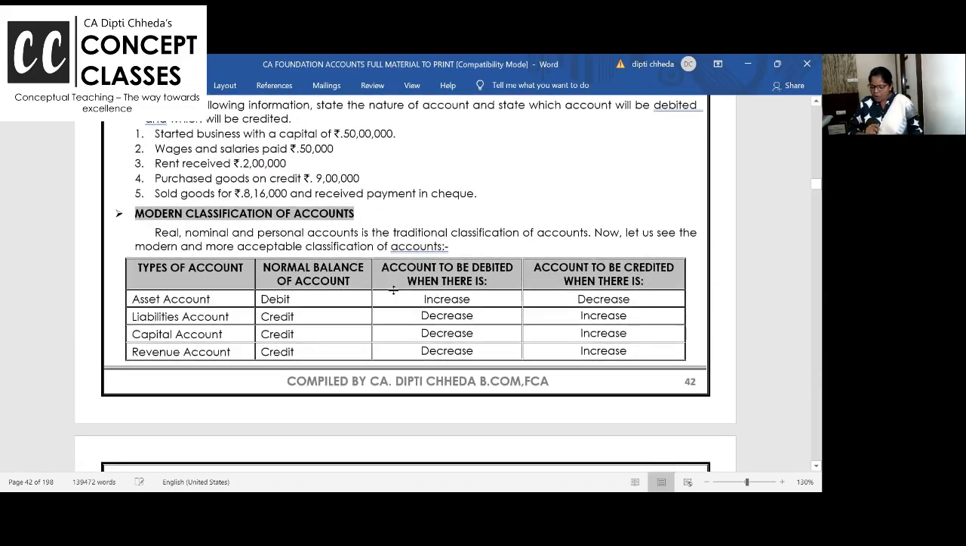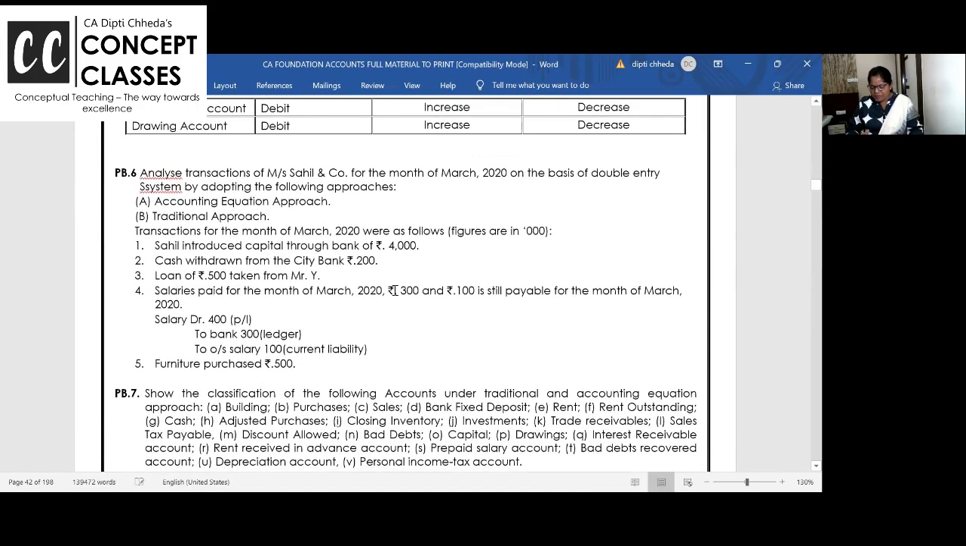Now, the modern approach. The modern approach says the basic nature of an asset is debit. If you are purchasing an asset, the asset is increasing. Increase in asset, already debit, more debit. Decrease in asset, credit. So it's a beautiful analysis in the modern approach. What's the basic nature of liability? Credit. More liabilities, more loan you are taking, more credit. And if the liabilities are reducing, debit. So like this, you need to interpret and do.